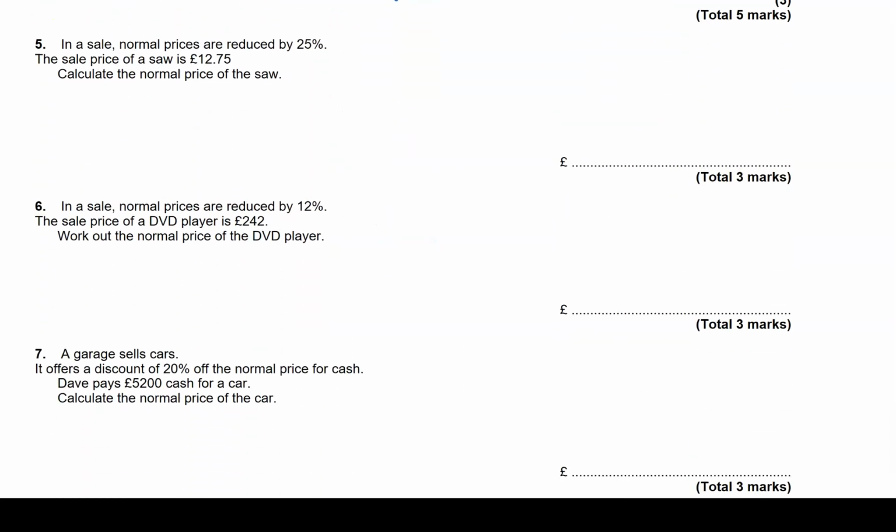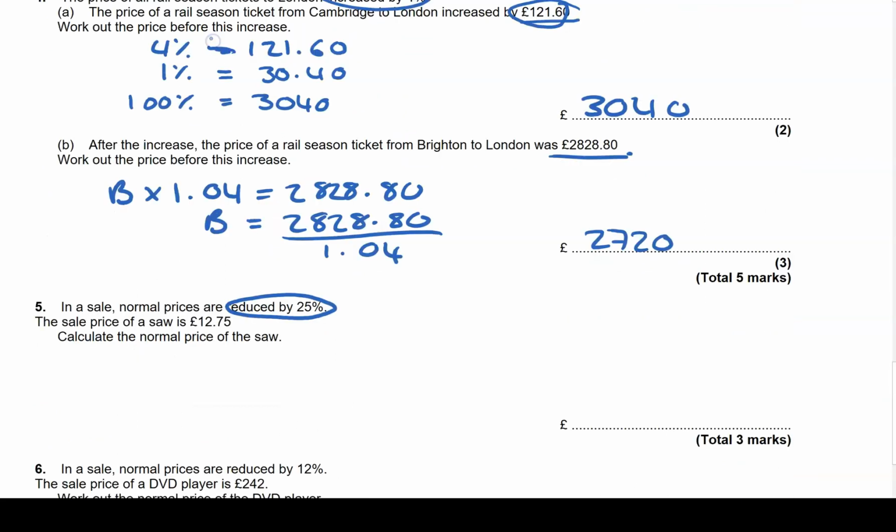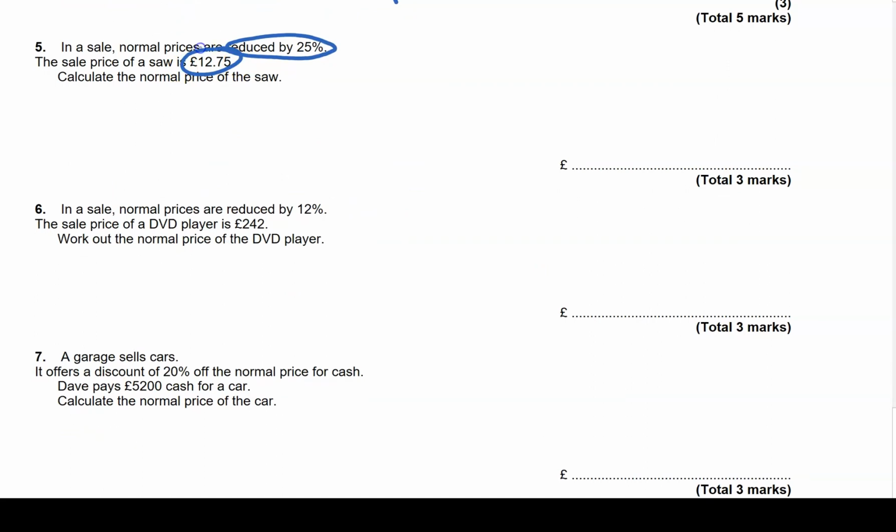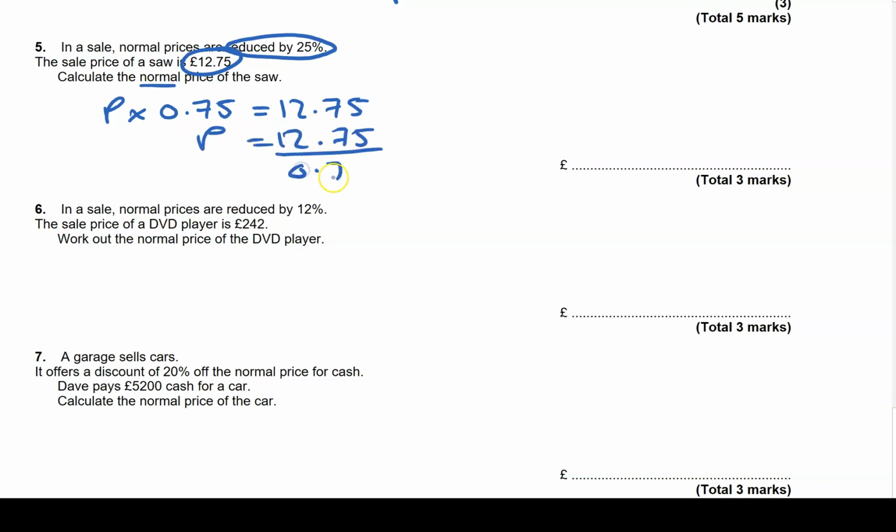Right. Reduced by 25%. Sale price is £12.75. What was the normal price? So again, I'm going backwards. So the price times 0.75 is 12.75. So the price would have been 12.75 over 0.75. 12.75 over 0.75 is £17.